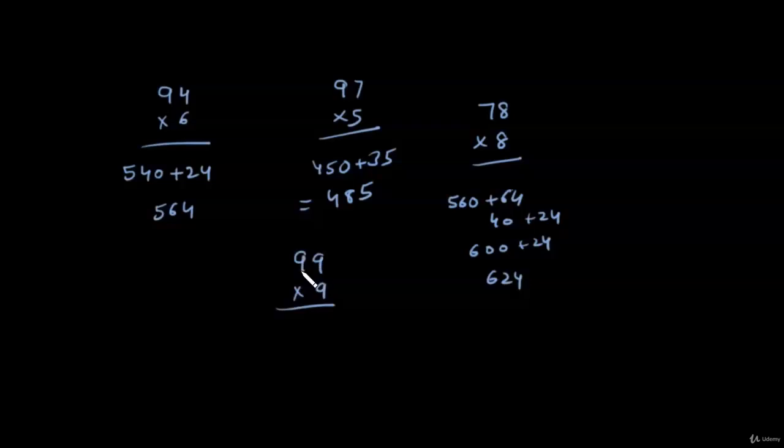And now 99 times 9. 9 times 9 is 81, but this is 90. So 9 times 90 is 810. Plus 9 times 9 is again 81. Now this becomes 891. So it is very easy to write tables up to 100. But you need practice first, and you should be a little faster in addition of numbers in brain.